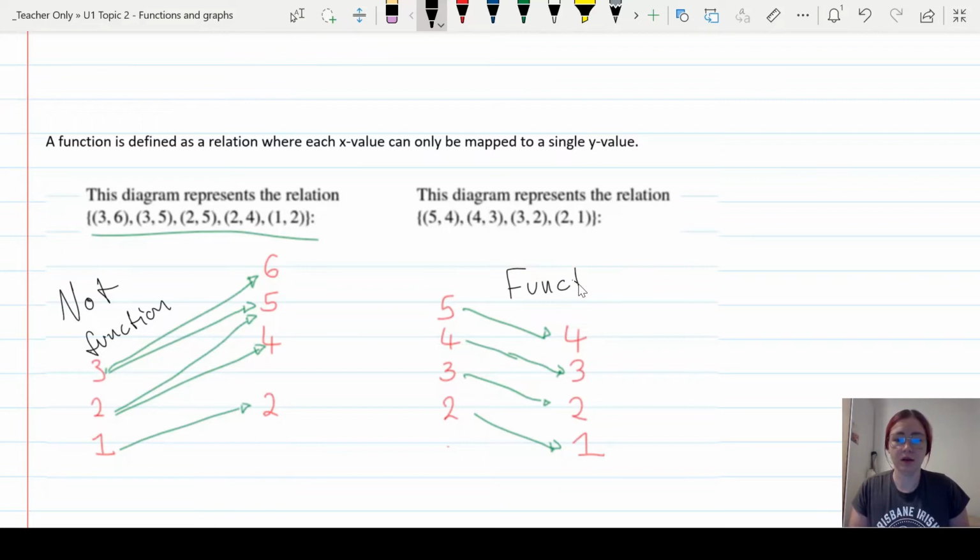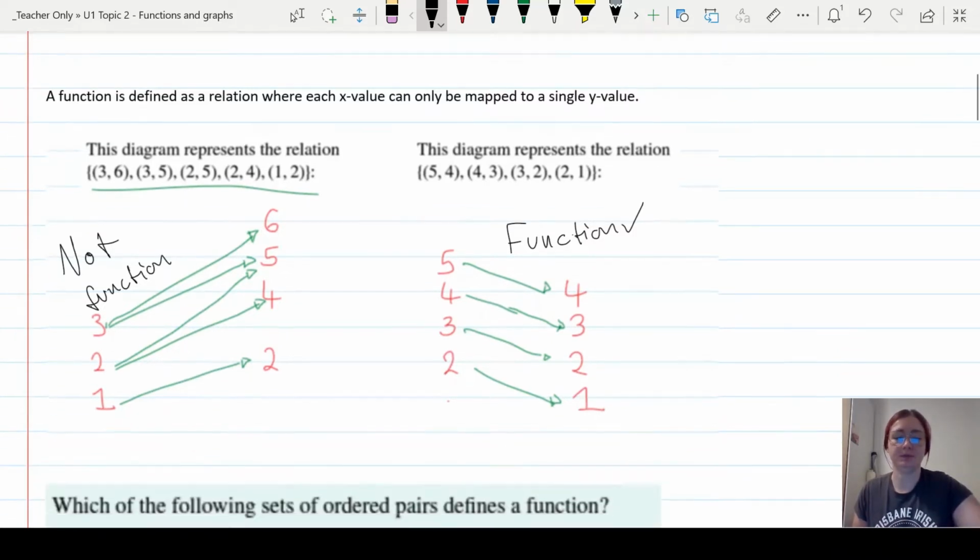This second one here, each x value, so 5 is going to 4, 4 is going to 3, 3 to 2, 2 to 1, every single x value is going to its own specific y value, which means it is a function.